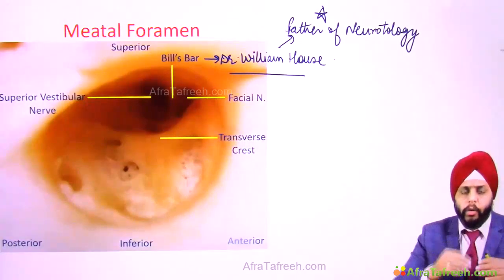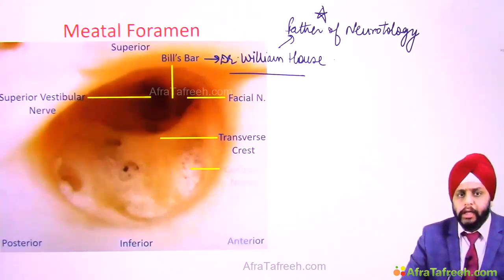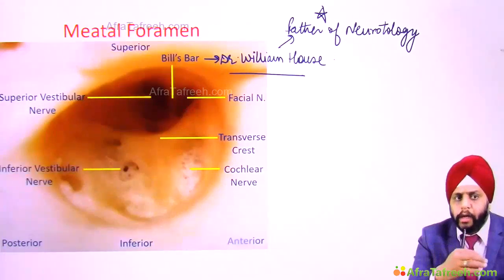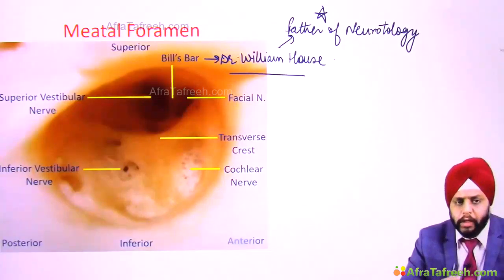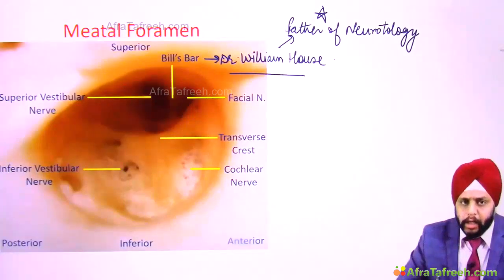Now the lower part is not divided by any ridge, but we know that in the anterior part we have the cochlear nerve. In the posterior part, we have the inferior vestibular nerve. So this is the anatomy of the meatal foramen.